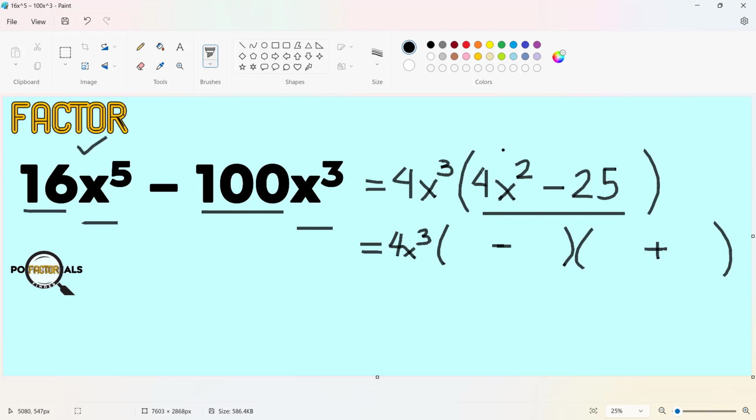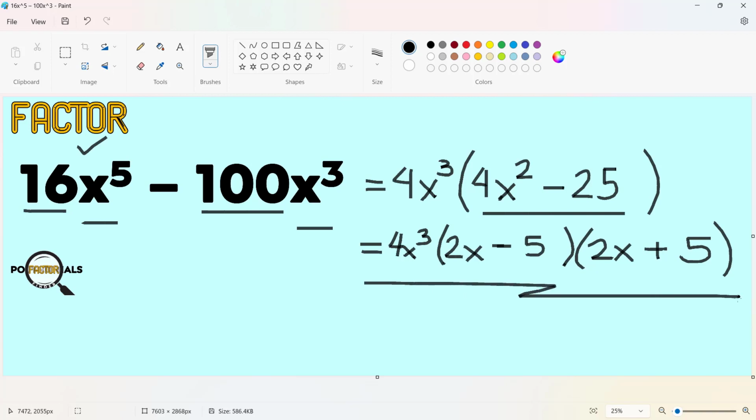Since we are sure that this binomial is a difference of two squares, we're going to do it like this. Take the square root of the first term. Square root of 4 is 2. Square root of x squared is x. You copy the same term here. Then, square root of 25 is 5. You copy it the same here. So this is now the more complete factors for this given binomial.